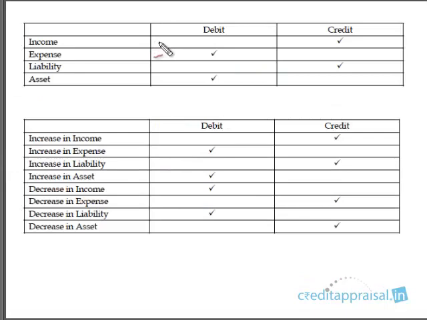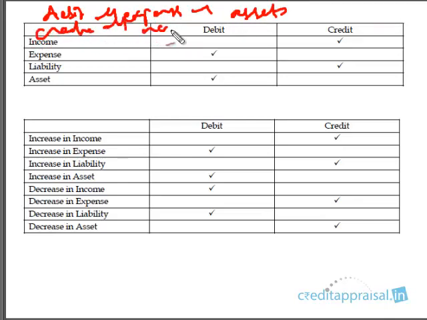So we discussed in chapter 2 regarding the rules for debit and credit, and we said we debit all expenses and assets, whereas we credit all income and liabilities. And we discussed this particular table, right? So when we say credit income, what we are saying is when there is an increase in income, you credit. That's what we are saying. So what happens if there is a decrease? It will be the negative effect. So it will be a debit.